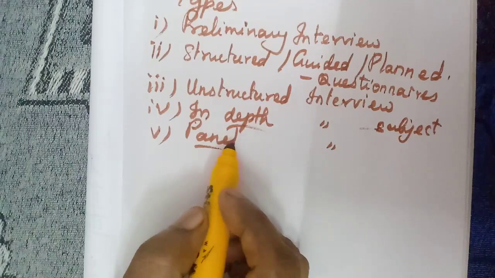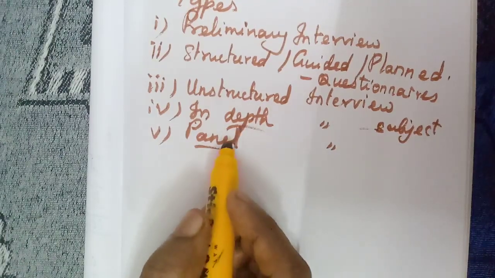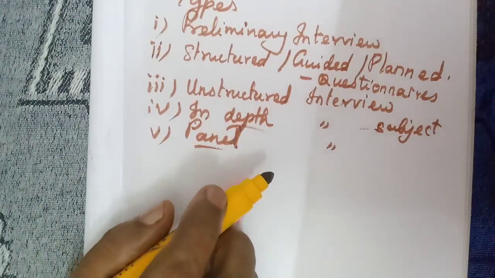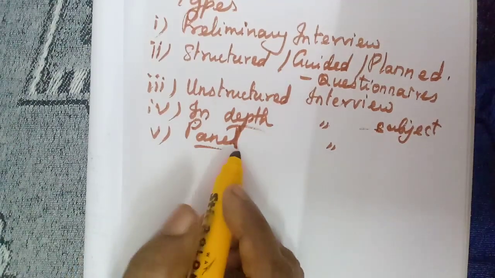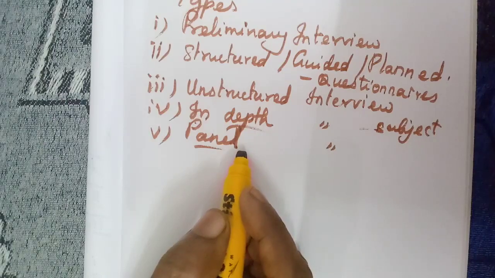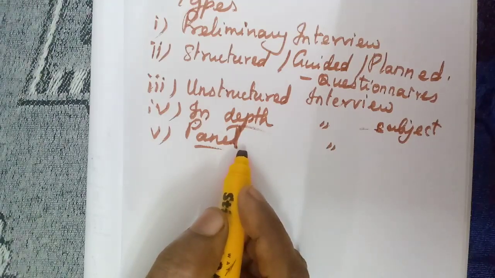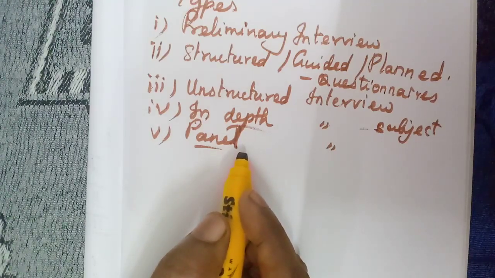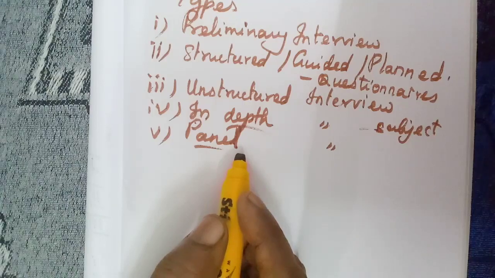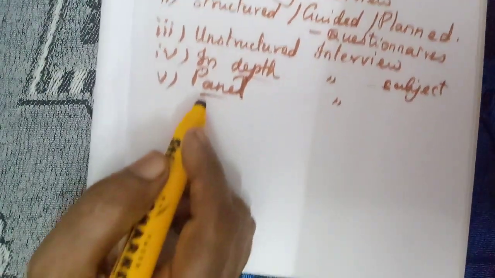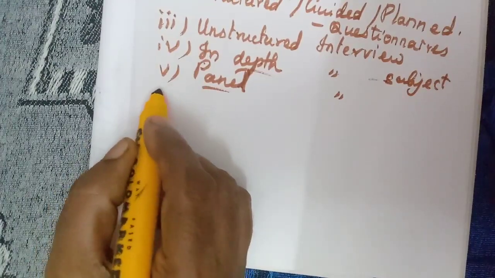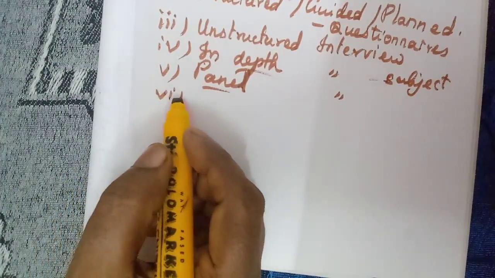Then they will check whether that candidate is able to answer all the questions. Each one will be allotting marks for their own questions. At last they will consolidate those marks, and the total marks will be ranked. Those who have got more marks will be selected, and the others will be eliminated. That is called panel interview.